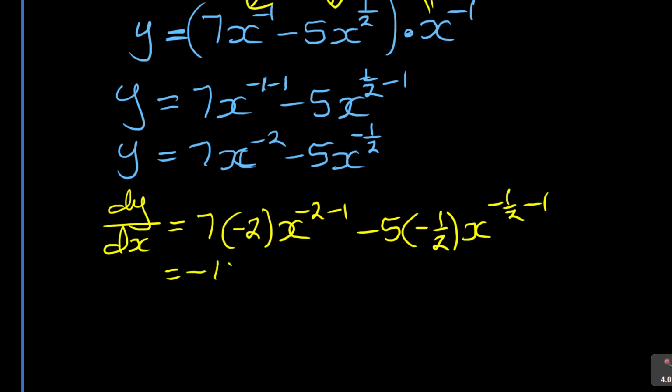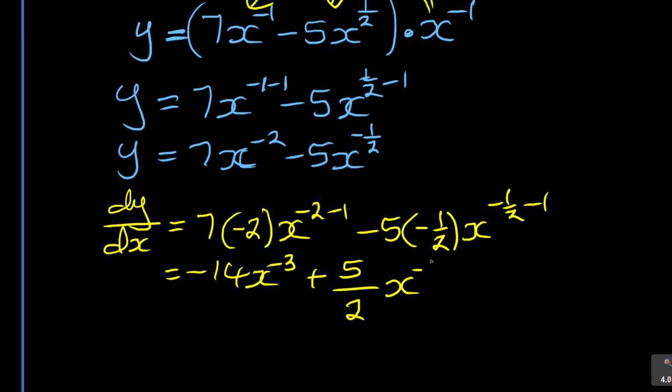7 times negative 2 is negative 14 x to the negative 3. Minus 5 times negative half is a positive 5 over 2, so that's plus 5 over 2. And then we've got x to the power negative 0.5 minus 1, which gives us negative 3 over 2. And I think that's it.